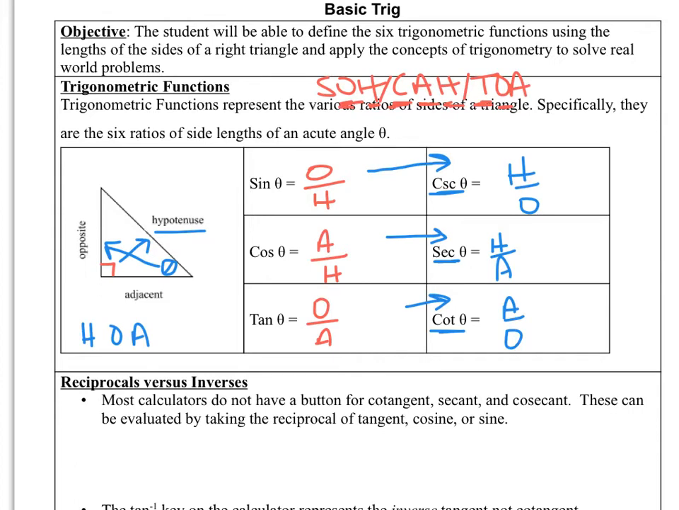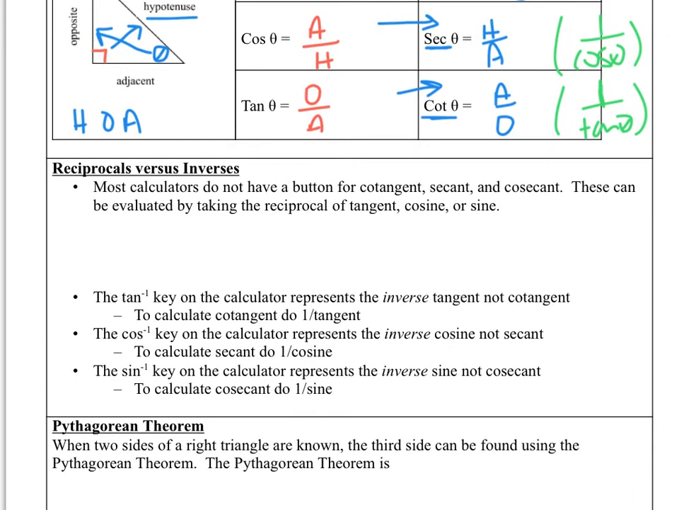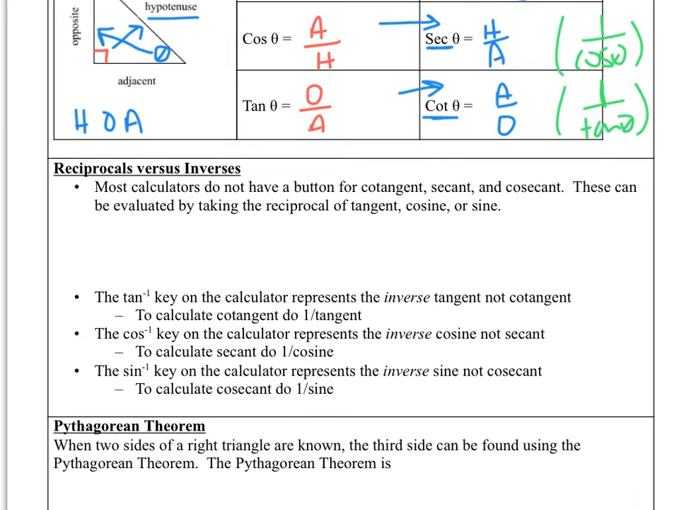The other way I can write this would be 1 over sine, 1 over cosine, and 1 over tangent. That will be helpful in a second when we talk about calculators. And so we want to be able to go between these 2 different ways of thinking about things. So on our calculator, you may have noticed we have a sine, cosine, and tangent button, but we do not have a cosecant, secant, and cotangent button. So what we have to do is use those green ratios I wrote on the top.